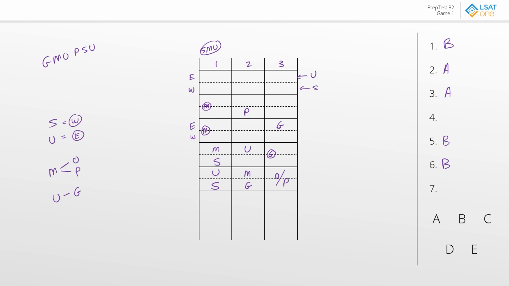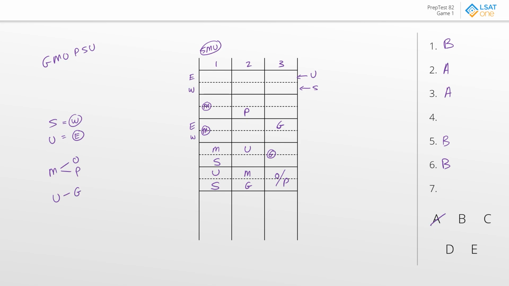Lastly, question number 4. How many of the films are there, any one of which could be presented at 3 o'clock? Well, let's start with what we know. We've definitely seen O, P, as well as G go into 3 o'clock. So we definitely know that there are at least 3 that can go at 3 o'clock. So we can cross off answer choice A from the board because we can do at least 3.